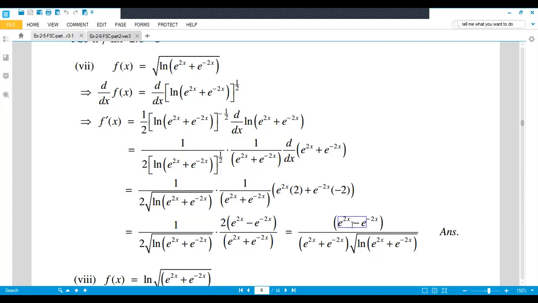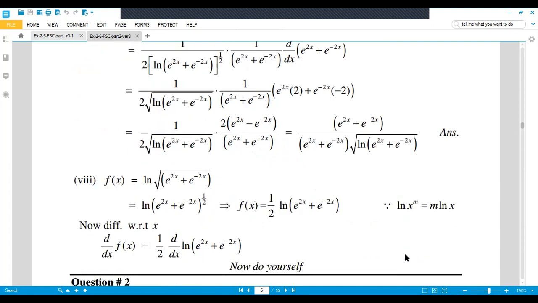Here this one, the numerator we copy as it is, and the denominator e power 2x plus e power minus 2x we write first, and then under root natural log of e power 2x plus e power minus 2x. So this is the required answer.